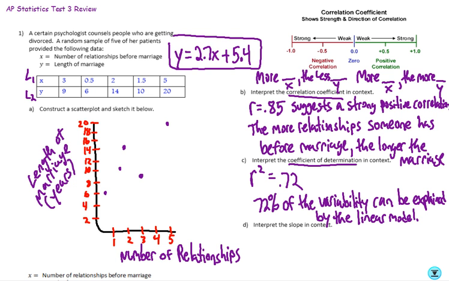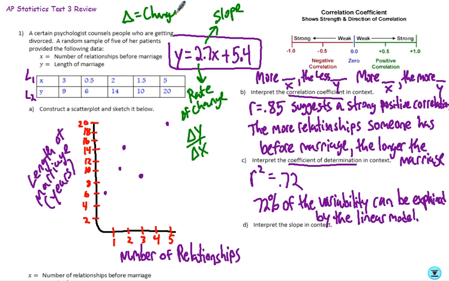So here's your slope in our equation. What the slope refers to is the rate of change. So how is something changing in the problem? Another way we can think of it is the change in y over the change in x. That triangle right there, by the way, means change. That's a notation you see in math, and you also see it in physics. It just refers to a change in something. Well, what's changing? The y is changing, which is the marriage, over the x, which is the number of relationships.